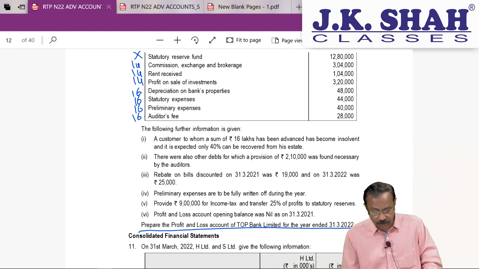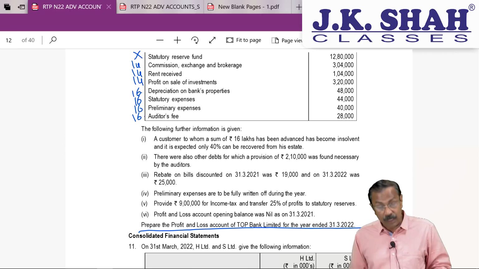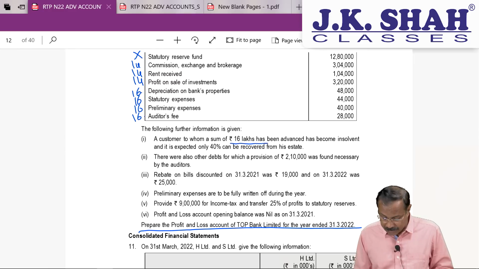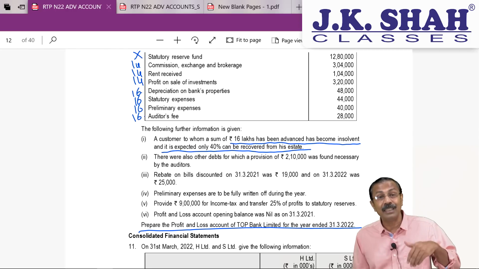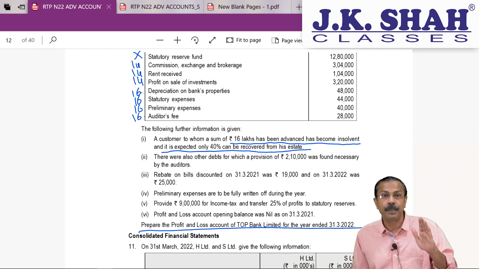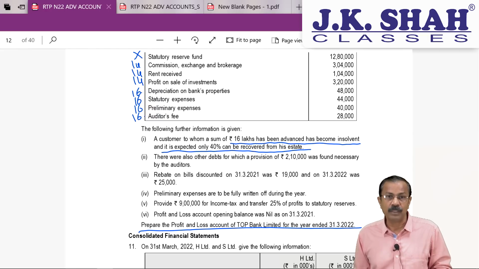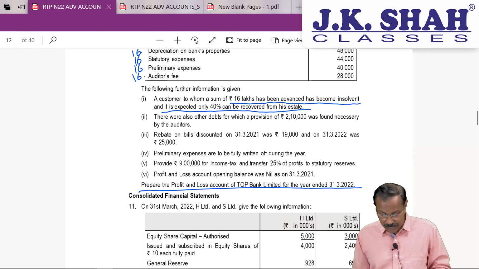The following further information is given. A customer to whom a sum of rupees 16 lakhs has been advanced has become insolvent, and it is expected only 40% can be recovered from his estate. Only 40 will be recovered. So can I say the balance 60 is irrecoverable as such? Make a provision for the same, 60% of 16 lakhs.